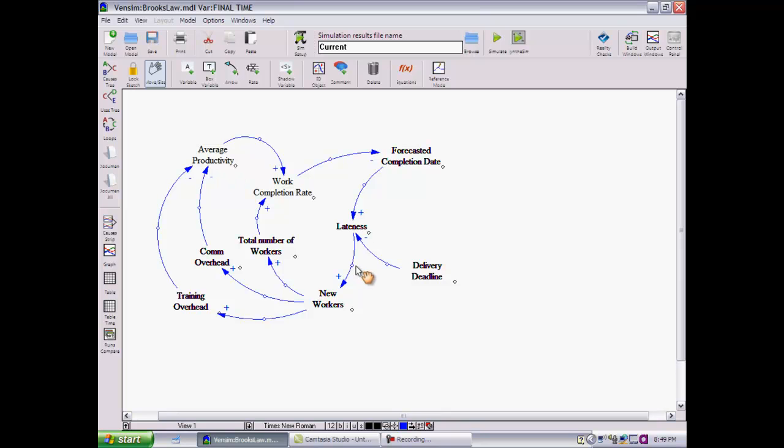So if you look at this overall structure, you have a balancing loop, a negative feedback loop resulting from adding new workers that is trying to reduce lateness. On the other hand, you have two positive feedback loops that are trying to further increase lateness because of the reduction in average productivity. So this is my causal loop diagram representation of the structure underlying Brooks' law, and I've just tried to link this structure to system behavior for you.